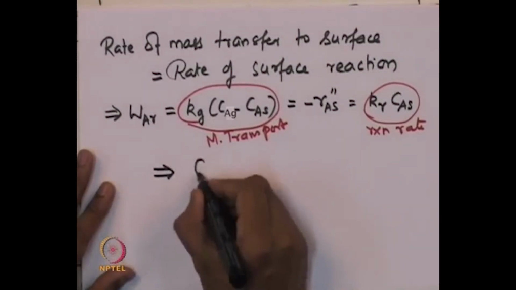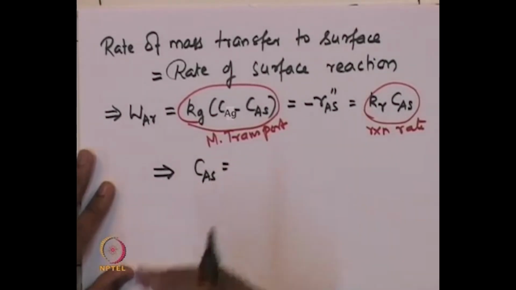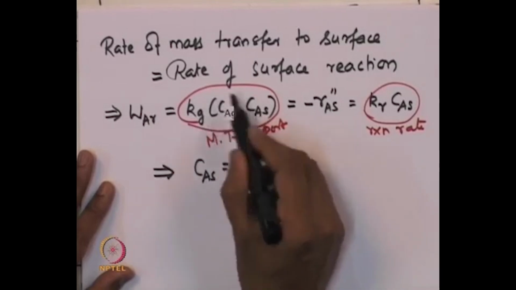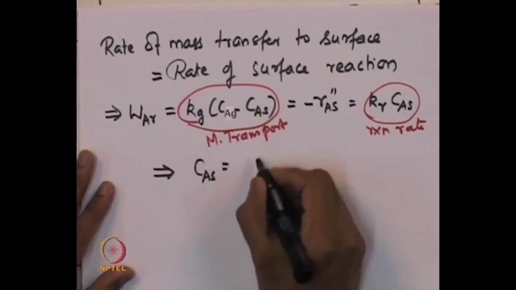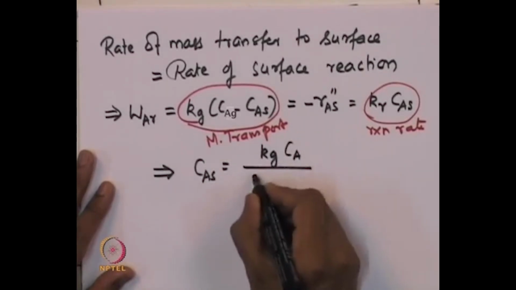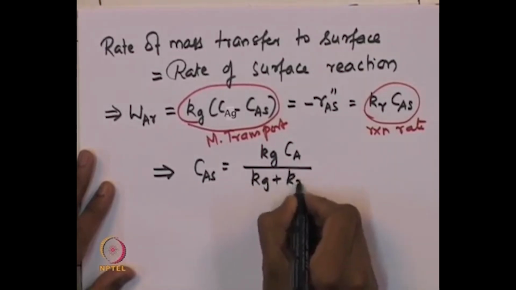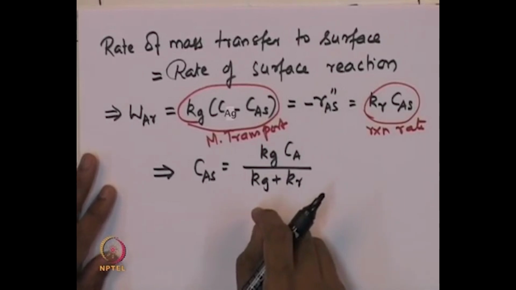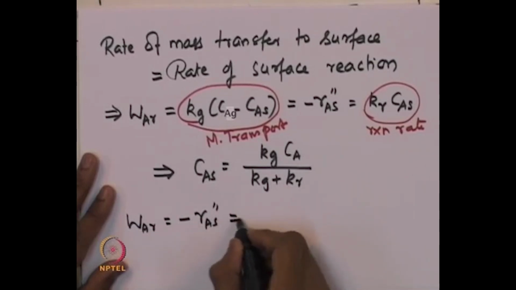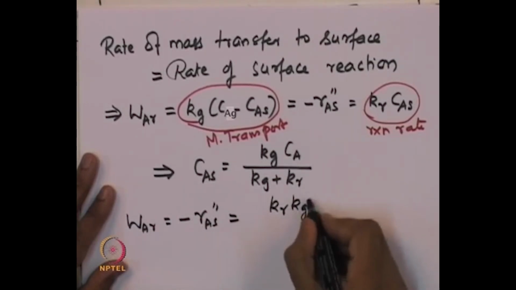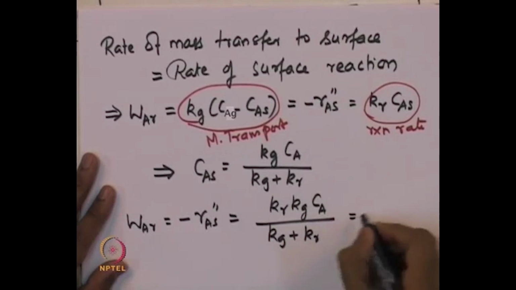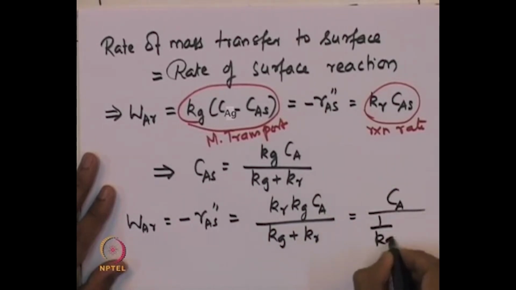From here we can eliminate Cas. Note that Cas is a quantity which cannot be measured experimentally, but Ca is the bulk concentration and that can be measured. So, we need to eliminate Cas, which is not a measurable quantity. So, Cas equals Kg into Ca divided by Kg plus Kr. Plugging this back into the expression for WAR, we find that WAR double prime is equal to Kr into Kg Ca divided by Kg plus Kr, and that is equal to Ca divided by 1 by Kg plus 1 by Kr.